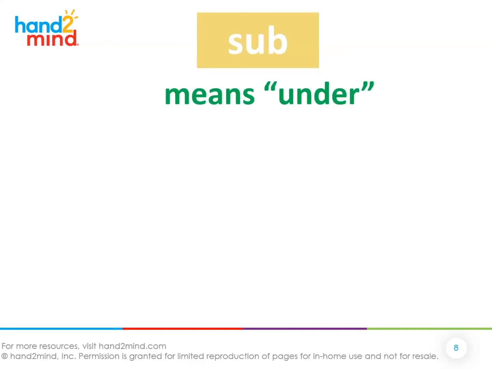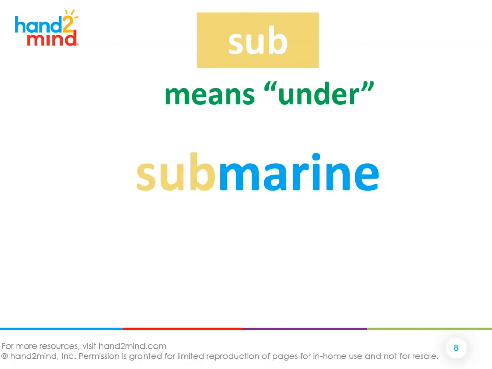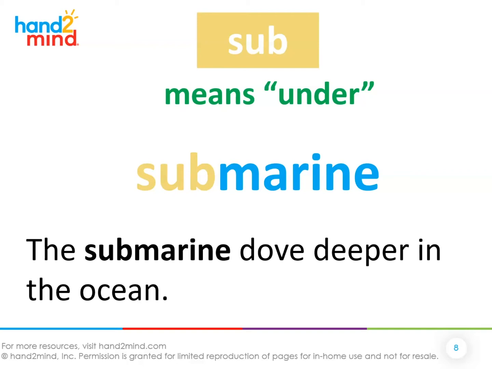The prefix sub means under. What do you think this word means? Submarine. In this word, the root is marine, which usually means having something to do with water. But when you add the prefix sub to it, it's something that's under water. A submarine is a vessel or a ship that goes underwater. For example, the submarine goes deeper in the ocean.